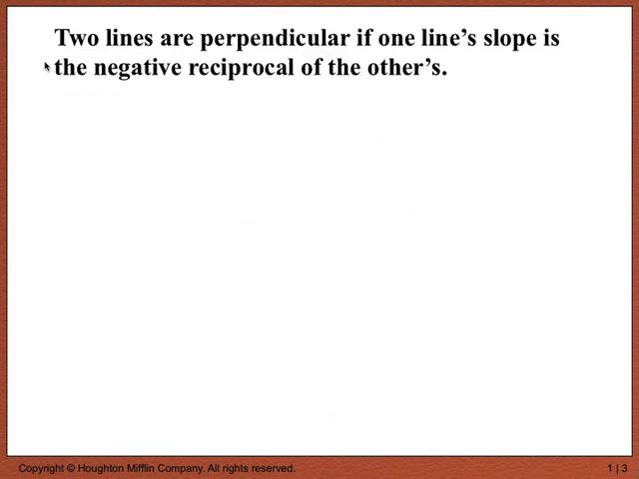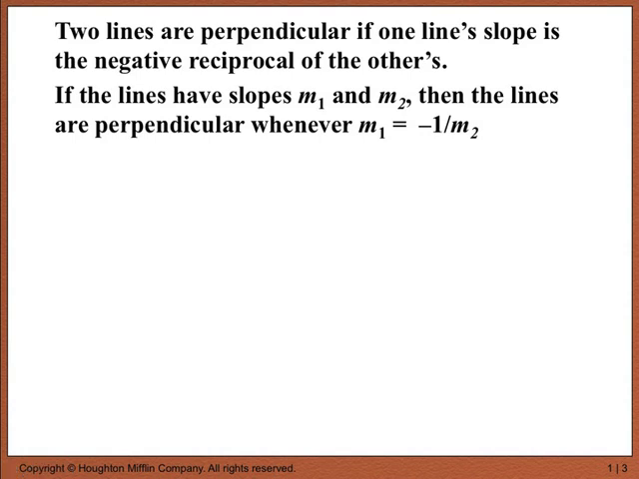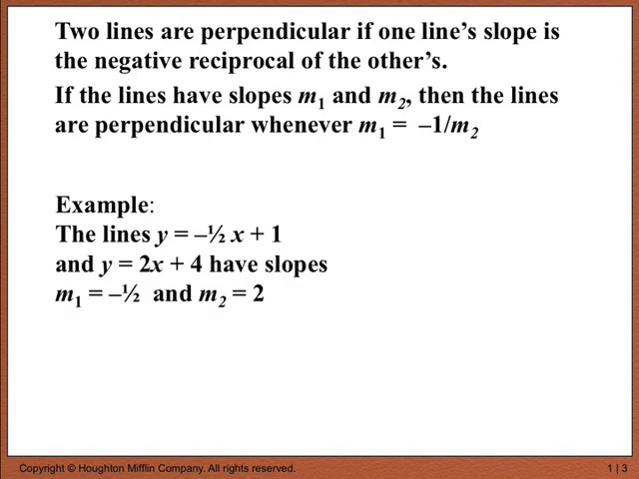Two lines are perpendicular if one line's slope is the negative reciprocal of the other's. If the lines have slopes m1 and m2, then the lines are perpendicular whenever m1 equals negative 1 over m2. That's just writing the symbols that correspond to the first statement, negative reciprocal. So 1 over something is a reciprocal, and then you put a minus sign in front of that and you have the negative reciprocal.